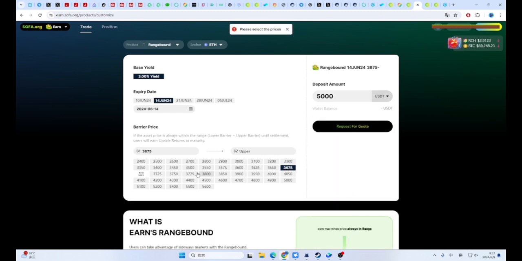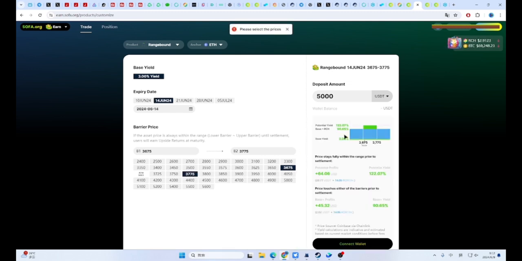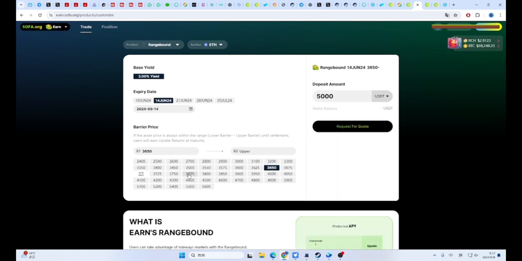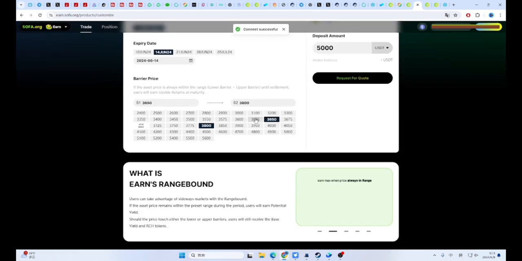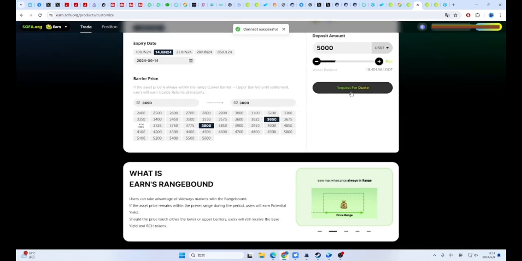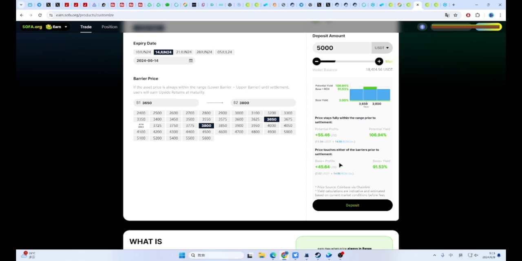Okay, maybe something like this instead. These calculations are done in real time by the platform. Since Ethereum has gas fees, which are slightly higher than those on Arbitrum, I'll set the range a bit wider to earn an extra $10 to cover the gas fees. I'll connect my MetaMask wallet, but you can use any wallet. I'll place a 5,000 USDT range-bound bet maturing on the 14th.